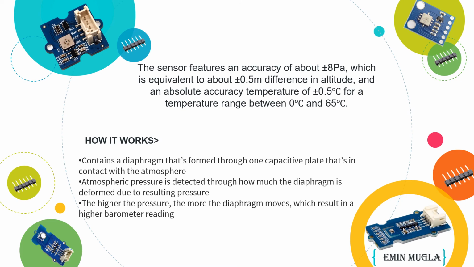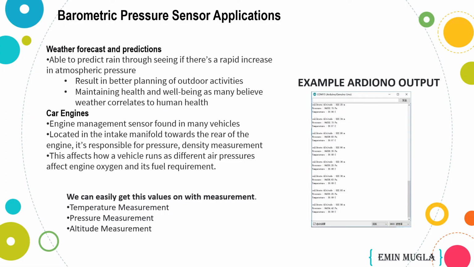How the sensor works, as we see in the pictures: it contains a diaphragm formed through one capacitive plate that is in contact with the atmosphere. Atmospheric pressure is detected through how much the diaphragm is deformed as a result of the pressure. The higher the pressure, the more the diaphragm moves, which results in a higher barometric reading. It can detect temperatures between 0 and 65 degrees centigrade, and there is also a 0.5 meter resolution in altitude. Barometric pressure sensor applications.